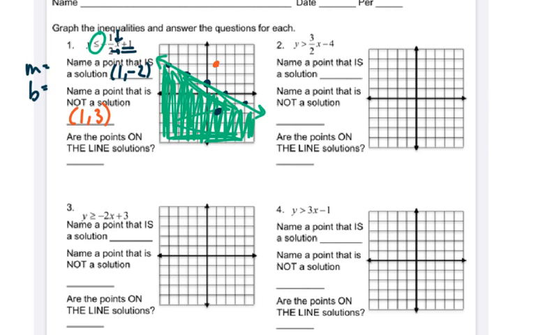Last question. Are the points on the line a solution? Well, let's see. Less than or equal to. Yeah, it's a solid line. So solid lines would work. So this one here is yes. Solid lines means it can be a solution. If that was a dashed line, it means it could not be a solution. Solid line, we're good. That's a yes.